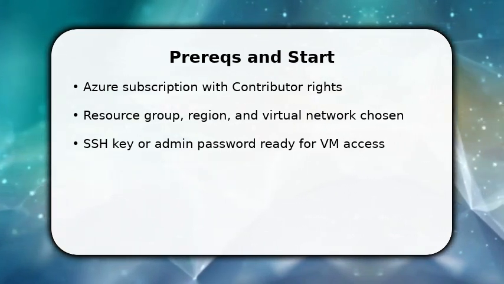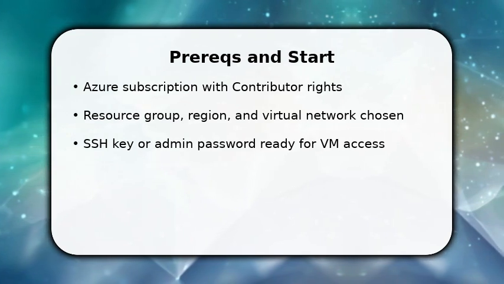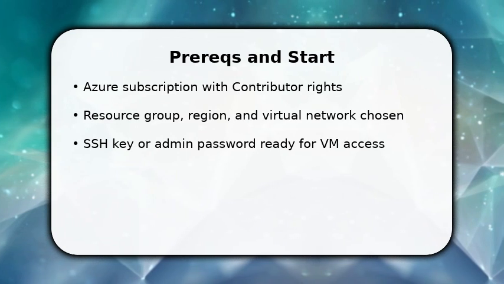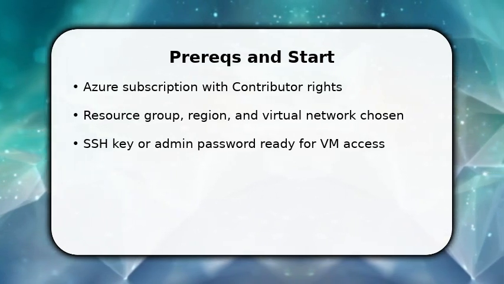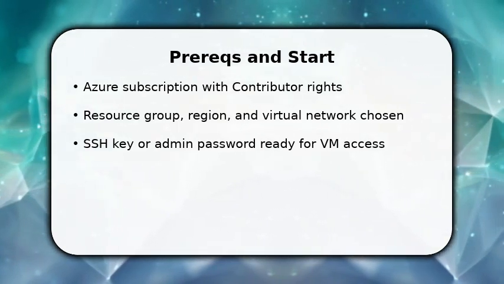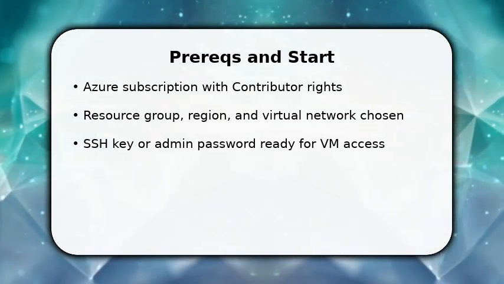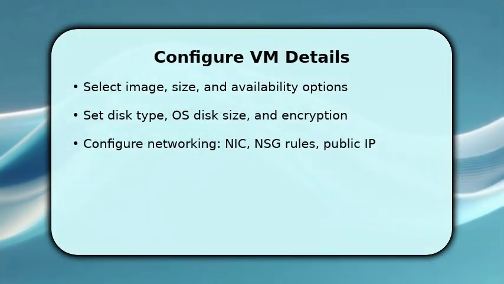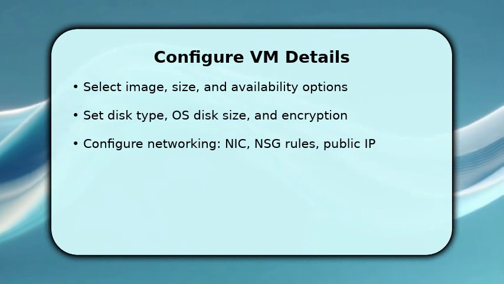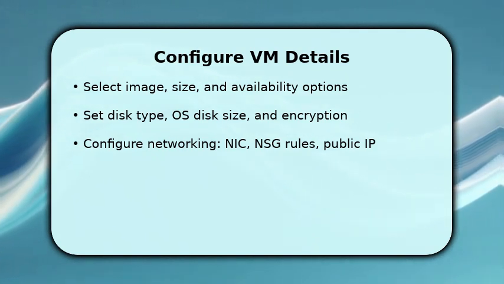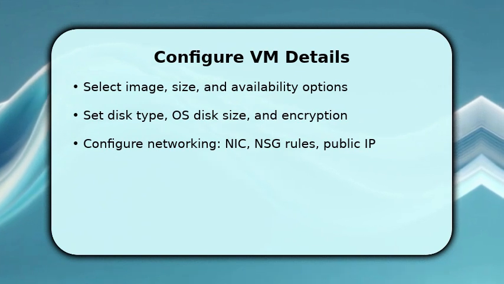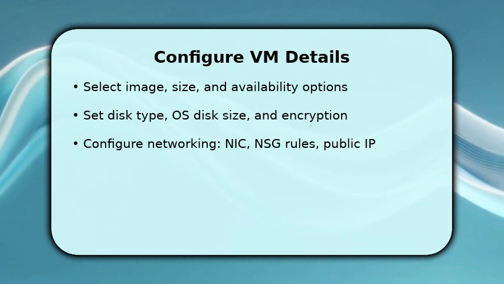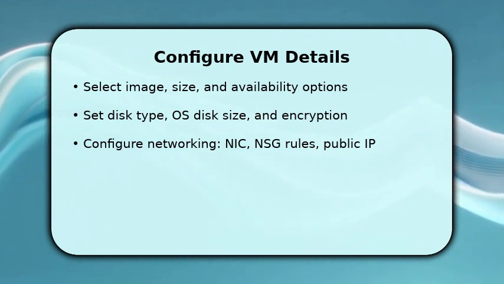Once these essentials are in place, open the Azure portal or Azure CLI and prepare to run the VM creation command or guided wizard to instantiate the instance. You now specify the detailed VM configuration. Pick the OS image and VM SKU that meet your workload needs, and decide on availability options like zones or sets for resilience. Configure storage by choosing SSD or HDD, sizing the OS disk, and enabling encryption if required.